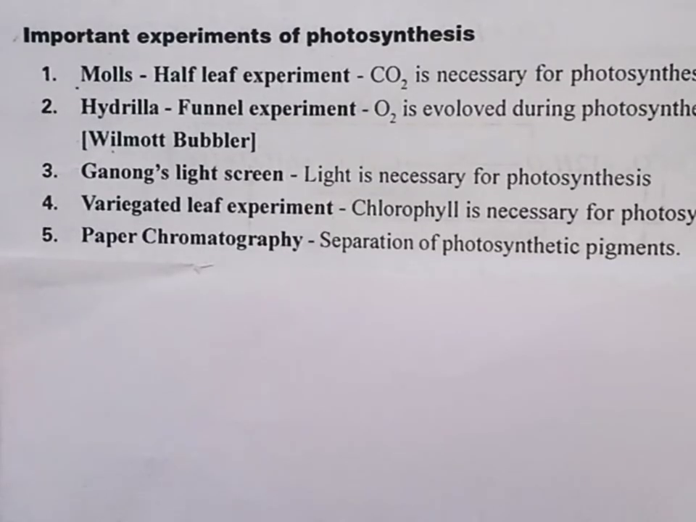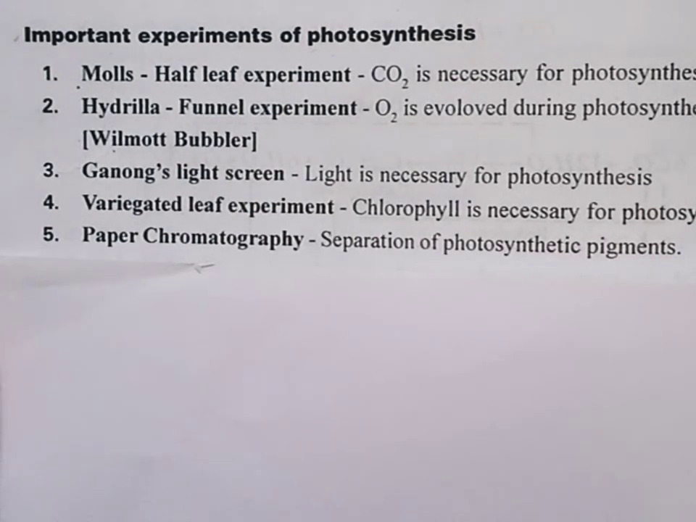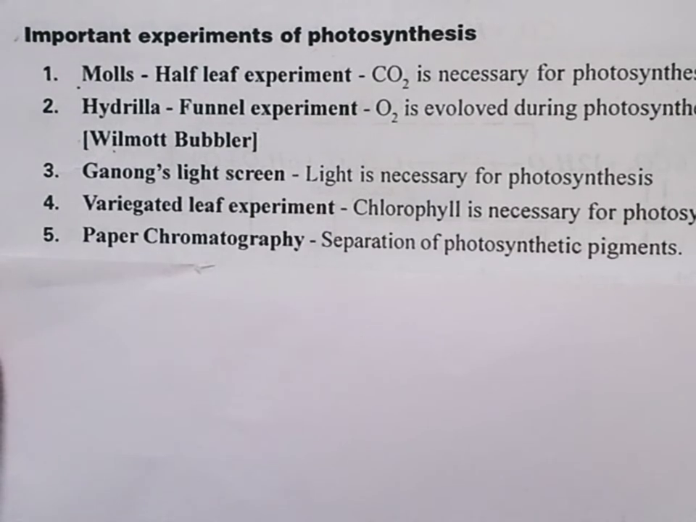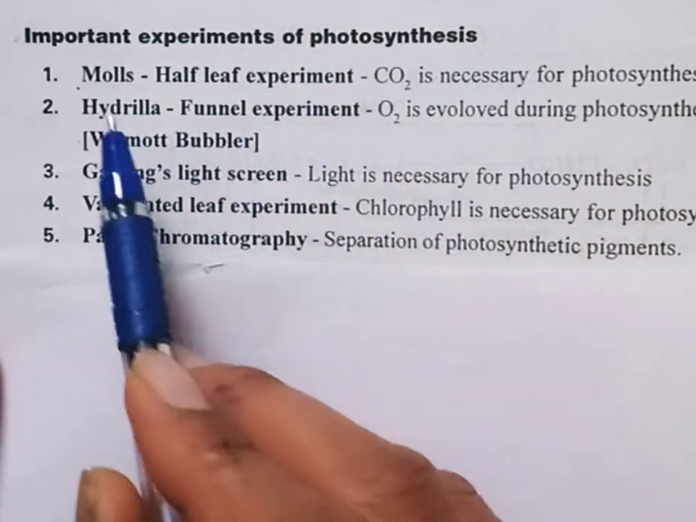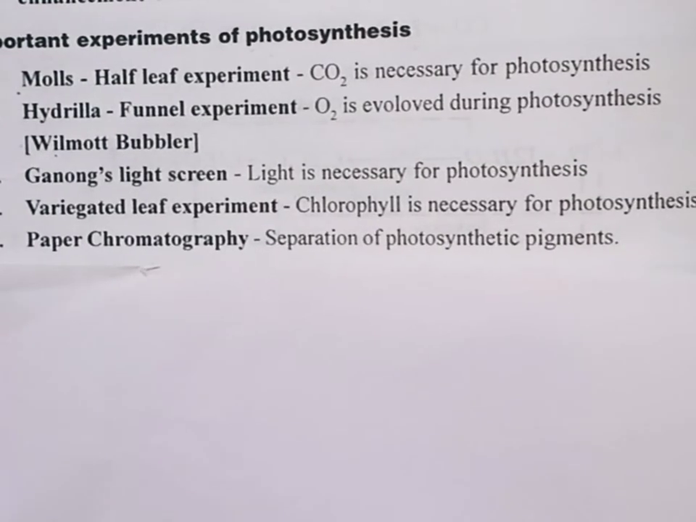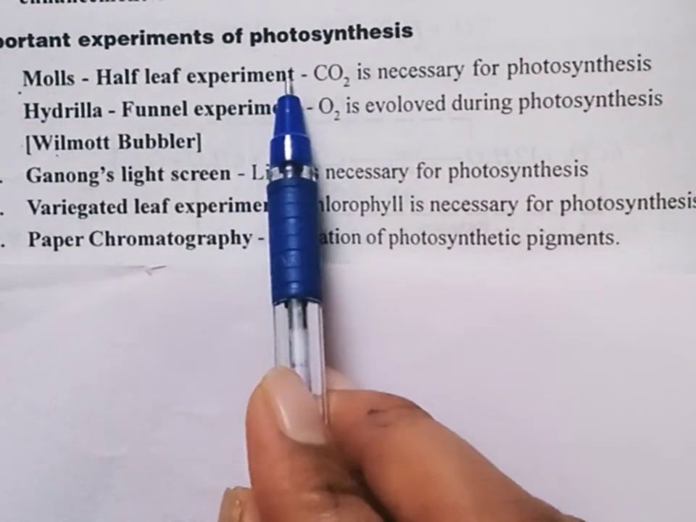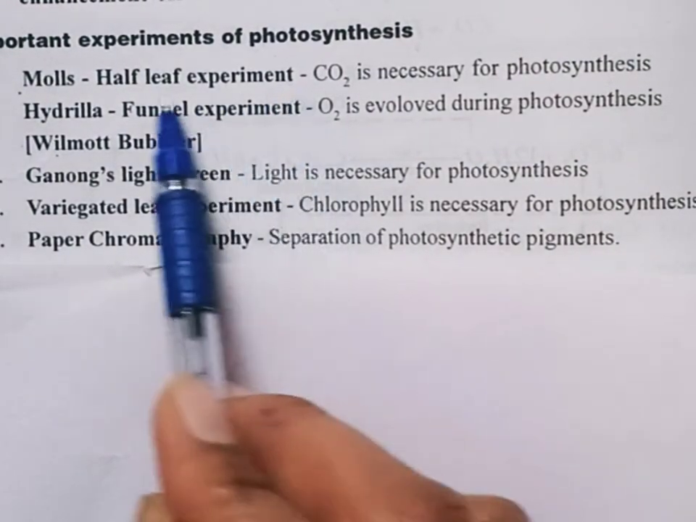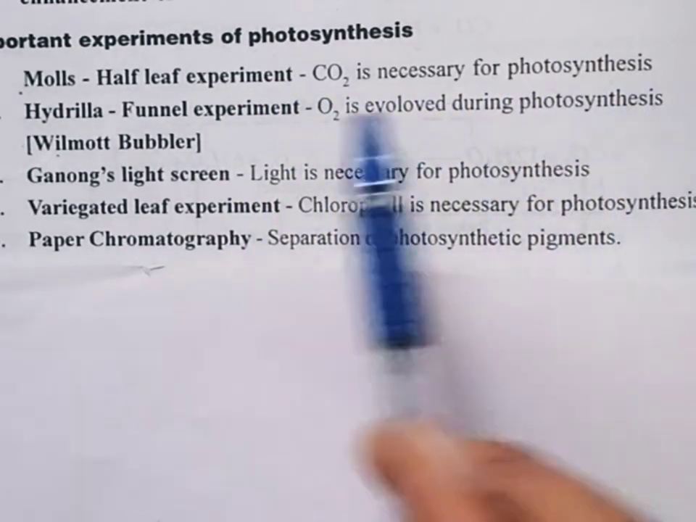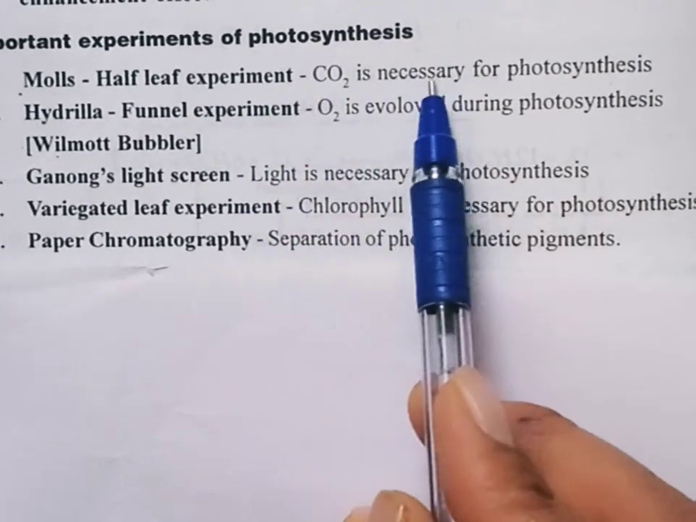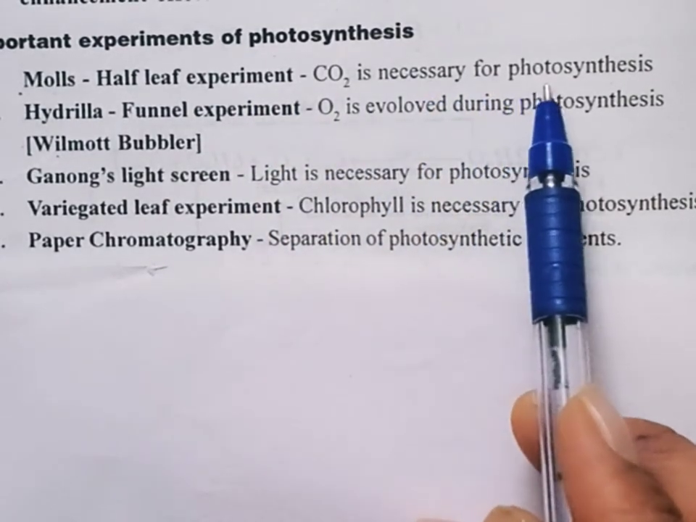Till now, I have discussed the very important objective questions related to the historical background of photosynthesis. So here, some of the important experiments of photosynthesis are there. The first experiment, that is Moll's half-leaf experiment. So the summary of this experiment is CO2 is necessary for photosynthesis. According to half-leaf experiment, CO2 is very necessary for the process of photosynthesis.